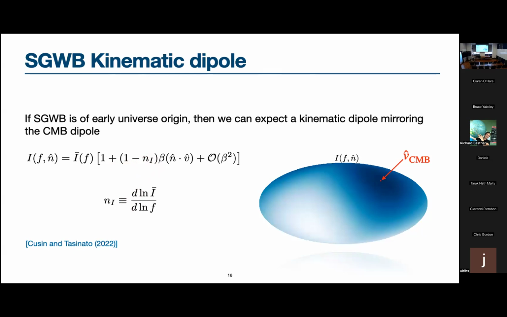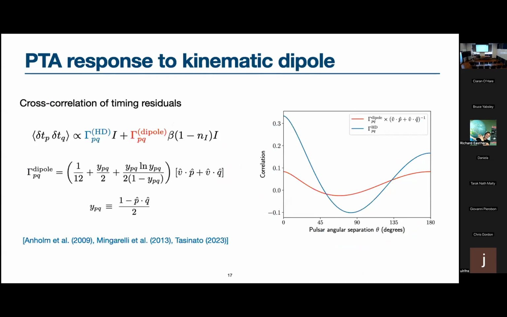So on top of this monopole, you have this kinematic dipole also for gravitational waves. And there are also smaller contributions starting at order beta squared, so quadrupole and so on. But these are very small, so we can safely ignore them. How does the pulsar timing array respond to such a background?